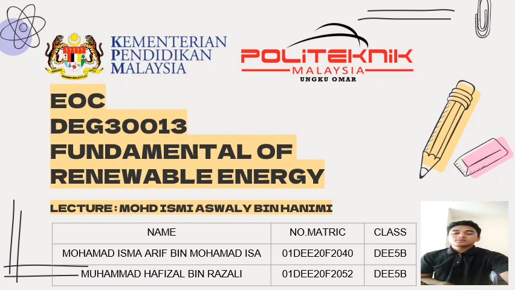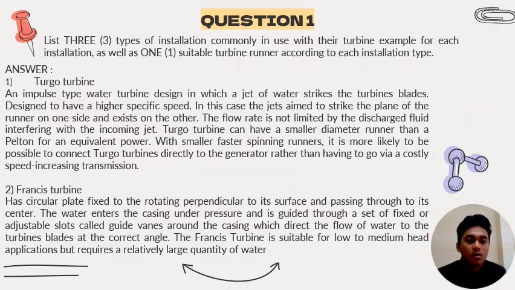Today we will make a presentation about a chapter, Fundamental of Renewable Energy. Question 1. List three types of installation commonly in use with a turbine example for each installation, as well as one suitable turbine runner according to each installation type.